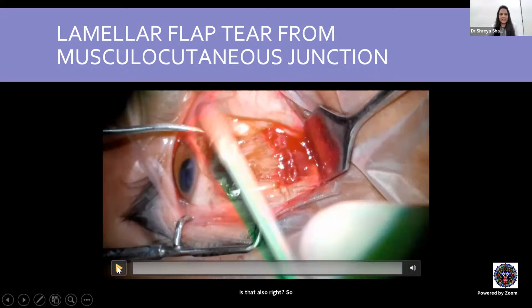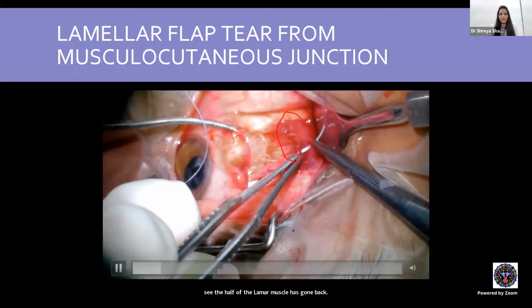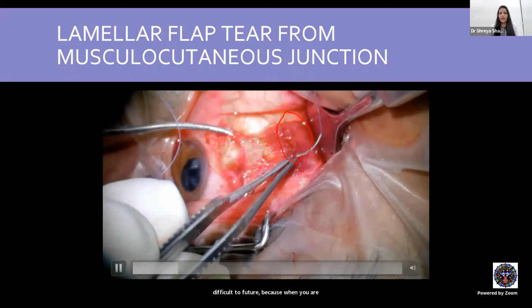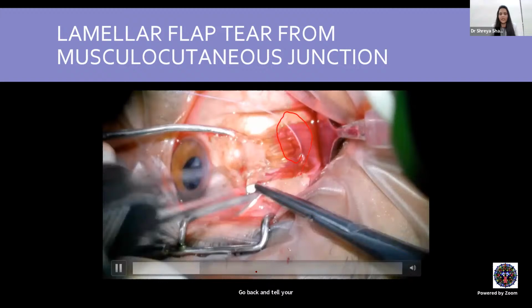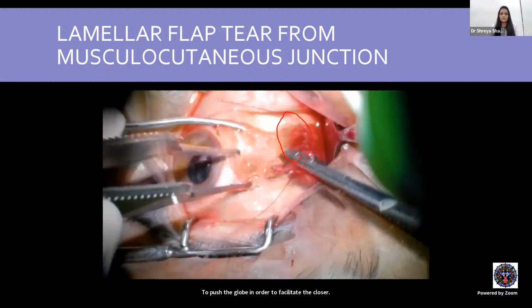Yes, right now. So this is the lamellar flap tear. You can see half of the lamellar muscle has gone back. It is very easy to find out, but it's very, very difficult to suture, because when you are suturing, it may go further back. Tell your assistant not to pull the muscle when you are tying. When you're tying the suture, your assistant actually has to push the globe in order to facilitate the closure. Otherwise, the muscle flap tear will happen more. So this is post-operatively after suturing.